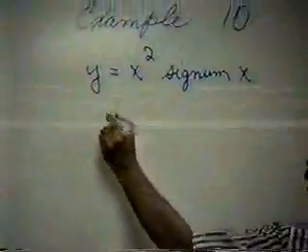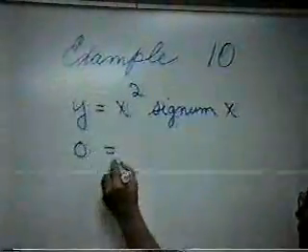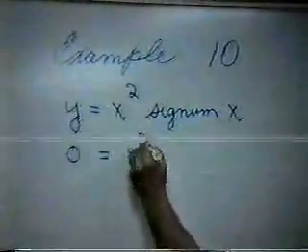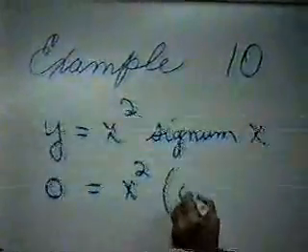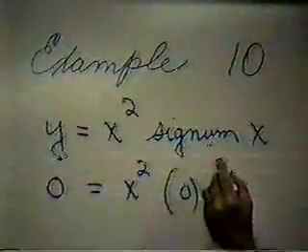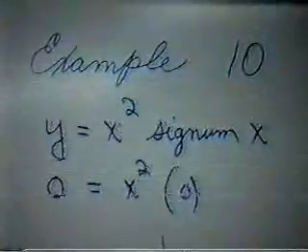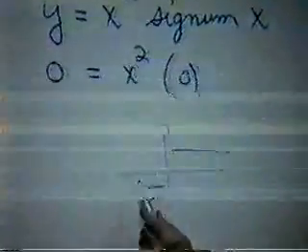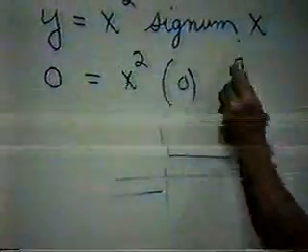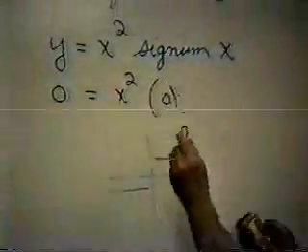Example 10, taking the first derivative, all right? Set it equal to 0. Write the first one down. The derivative of this is 0. Sigma x, the graph of that, is like this. What is the slope of this? The slope is 0. So the derivative of sigma x is 0.